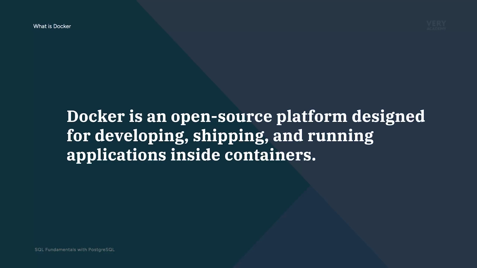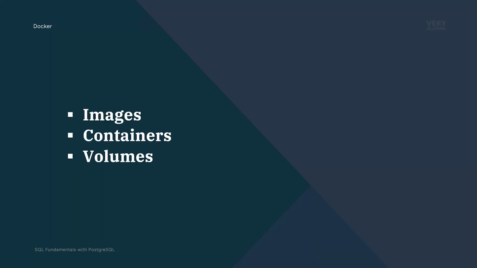Docker is a popular open source platform designed for developing, shipping, and running applications inside of containers. There are three main components to Docker: images, containers, and volumes. A Docker image is a lightweight, standalone, and executable package that contains everything that we need to run an application inside of a container. So this image would include the code, the libraries, the dependencies, the environment configurations, and operating system dependencies in order to create a container to run our application.